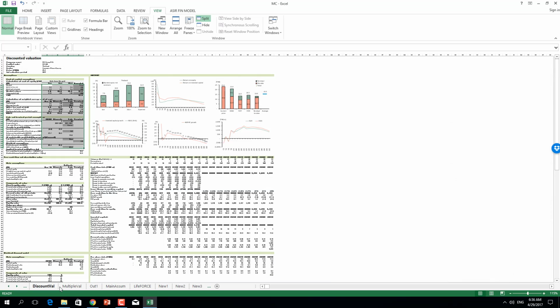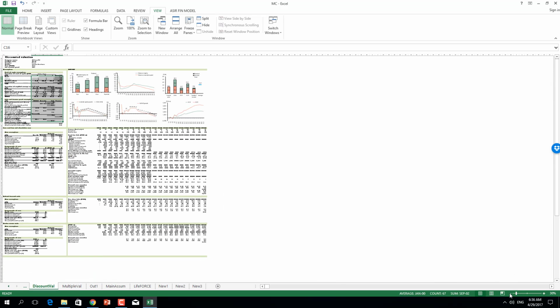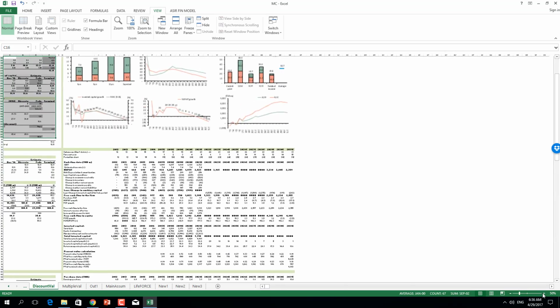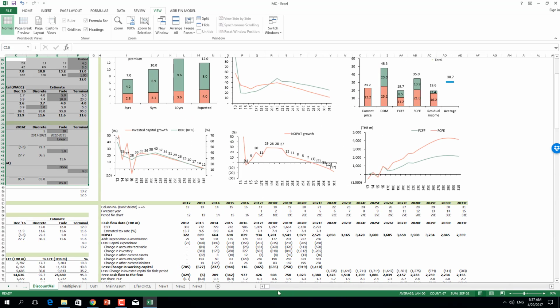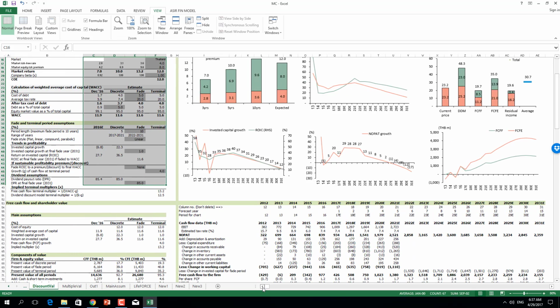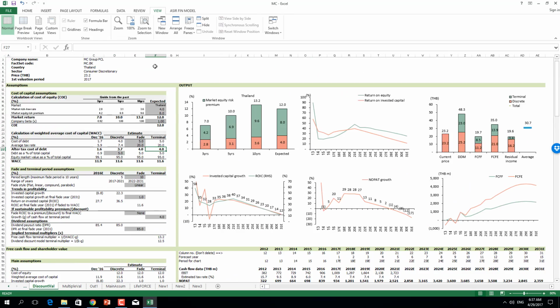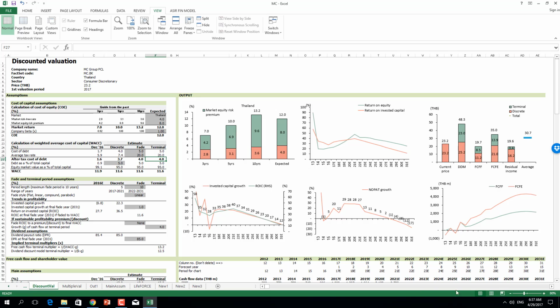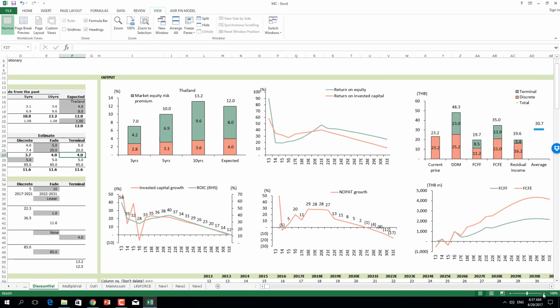Now let's go to the next sheet. Once you've done your forecast, we're going to go into the valuation sheet. I wanted to make that bigger. In the valuation sheet, I'm going to zoom it in. Let's see.